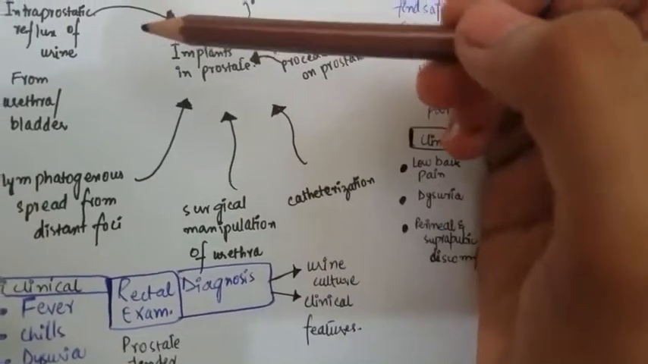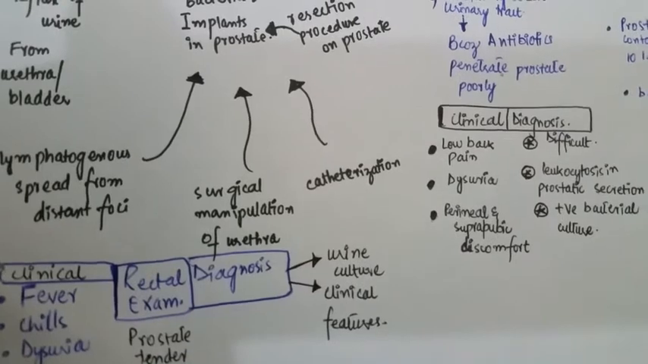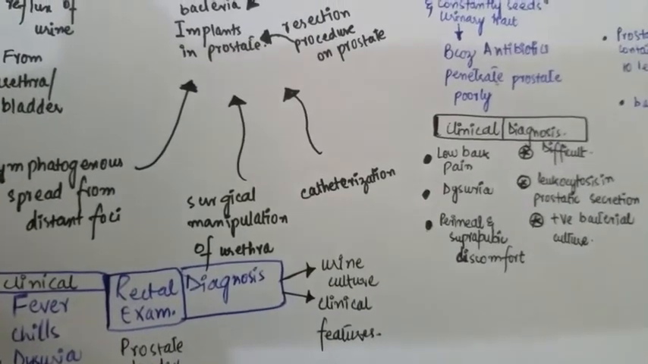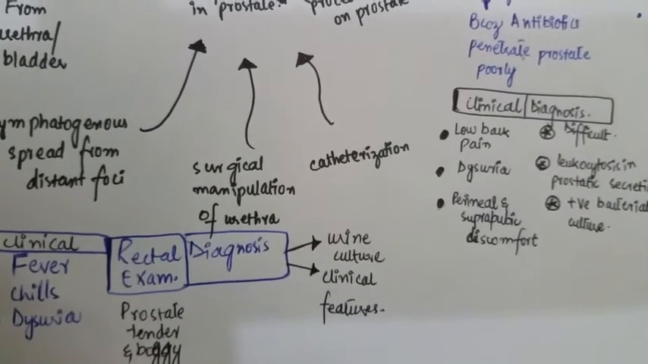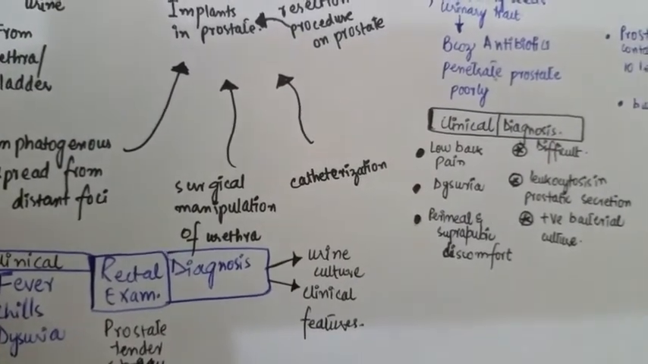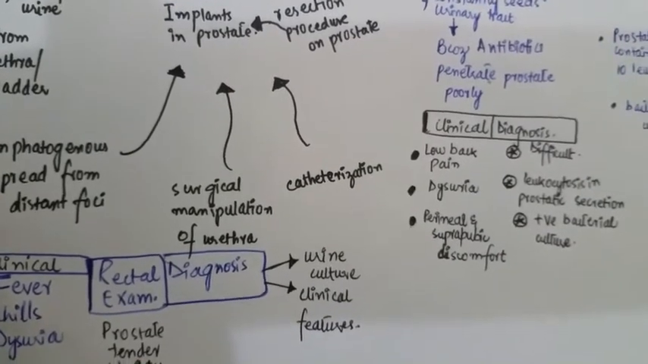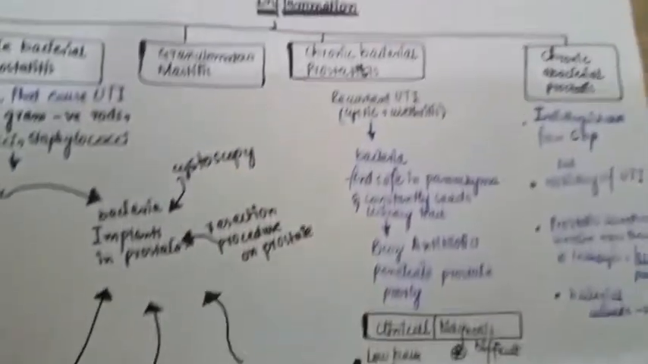What will be the clinical features? The patient will present with fever, chills and dysuria. On rectal examination, the prostate will be tender and boggy. Diagnosis is made on the urine culture and the clinical features. The urine culture will be positive for bacteria.